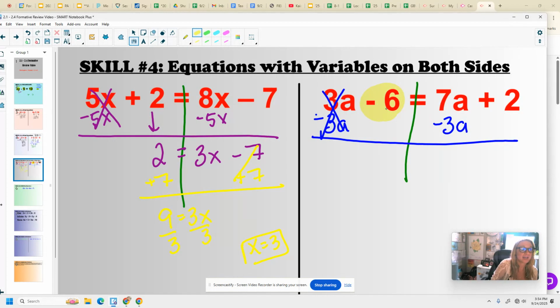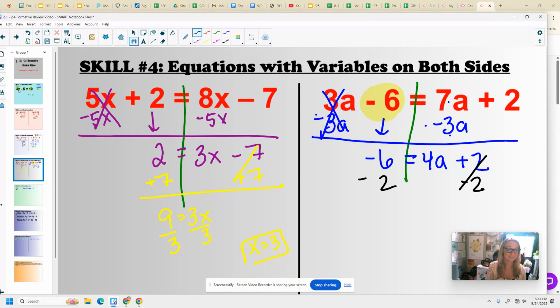Kids are going to forget that there is the negative in front of that 6. Please don't forget that. So bring down negative 6 equals 7a minus 3a is 4a plus 2. Now, I see that I have a plus 2 that I need to get rid of, so we're going to subtract it on both sides.